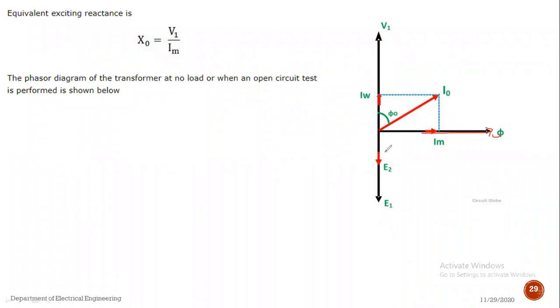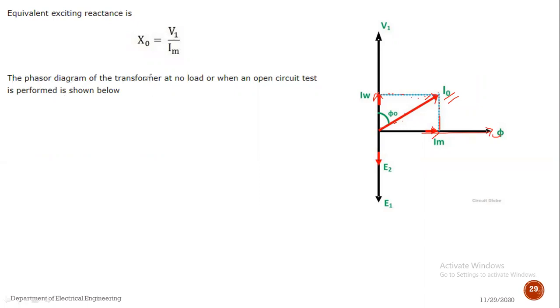Now E1 and E2 are in phase with each other, and there are two components, that is IW and I mu. One component is resolved along the x-axis, that is the magnetizing component. One component can be resolved along the y-axis, that is the working component. If we draw the parallelogram, याचा जर आपण parallelogram draw केला, and find out the resultant, so this resultant vector is nothing but vector I0, that is the no load current taken from the supply. Supply कडून घेतलेला no load current.